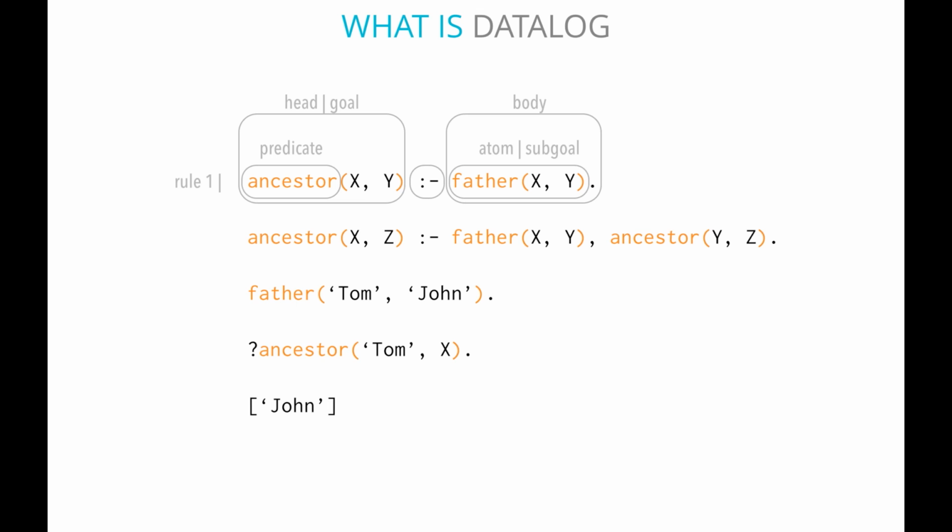Now, in order to be able to calculate the ancestor, I need another rule. The second rule says that if y is the father of x and z is the ancestor of y, then z is also the ancestor of x. In this case, I'm using what is called a conjunction. I have two atoms or two subgoals separated by a comma. The comma means an and. So basically, if there is a father(x,y) and an ancestor(y,z), then there is an ancestor(x,z).